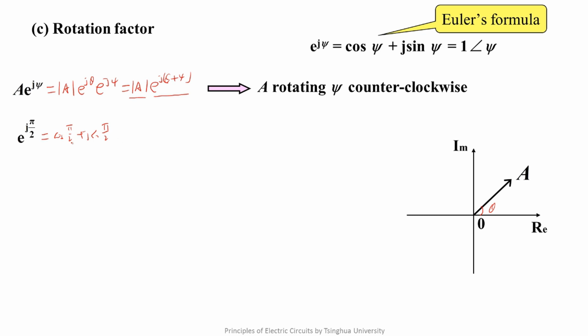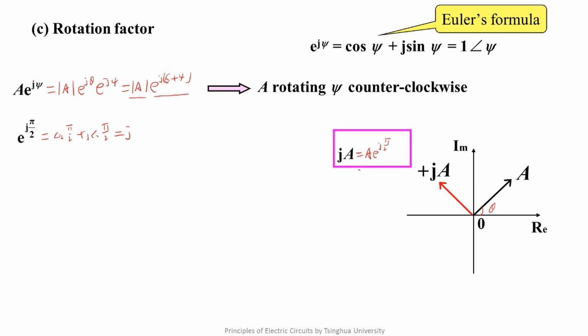As we know, cosine a half pi equals 0 and sine a half pi equals 1. So it equals j. After this, let's discuss that any complex number times j equals it times e to the power j a half pi. According to the discussion we made right now, we can easily know that any complex number times j equals it rotating counterclockwise by 90 degrees.